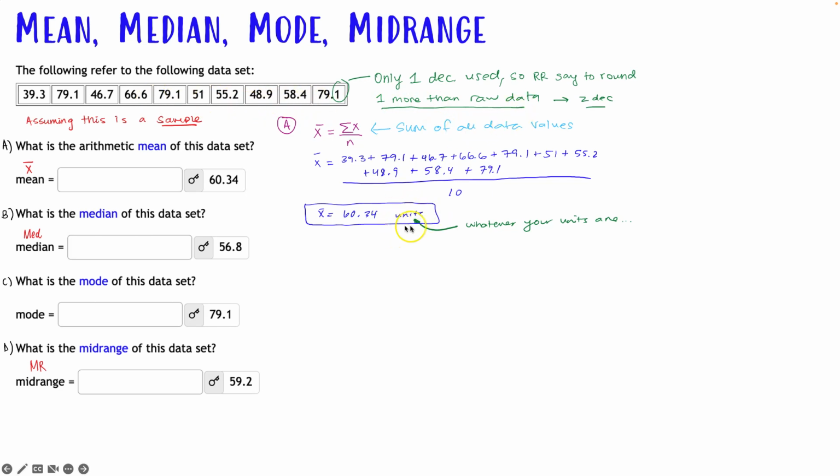Then whatever your units are would go right here. If this was talking about points, then you would put points. If this was talking about inches, you would put inches. And so that's the work calculation you would do for your mean.